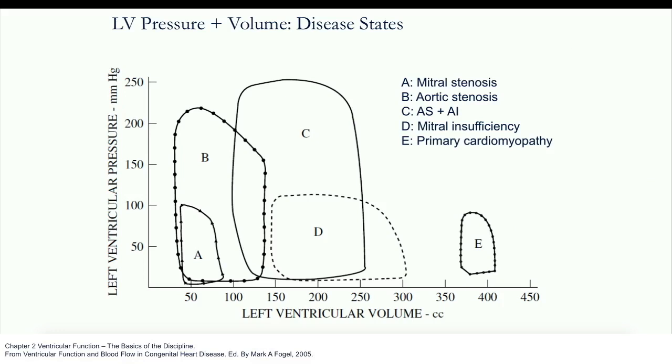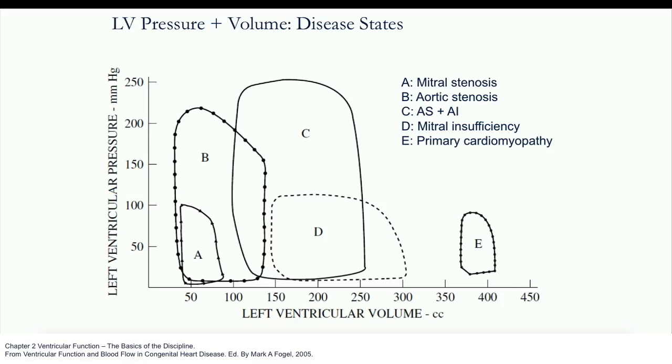So when looking through this, which disease state has a really high end diastolic volume and a very small stroke volume? That's going to be a big dilated cardiomyopathy. Which disease state is going to result in a really substantial increase in LV peak pressure? That's going to be a heart that has increased afterload from aortic stenosis.